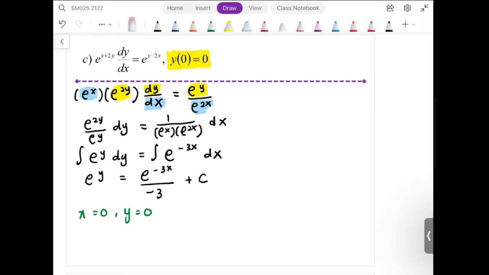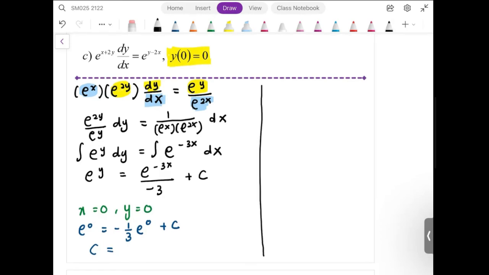Sekejap, pen ni tak cukup tebal. e power of 0 equal to negative 1 over 3 e power 0 plus C. So, if we simplify that up, tolong kira C dapat berapa? 4 over 3. Okay, 4 over 3. Alright, thank you. So, 4 over 3.